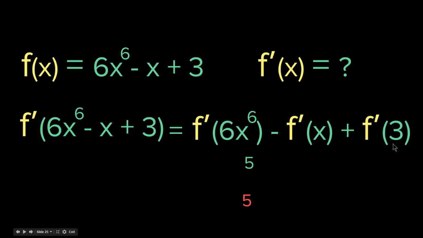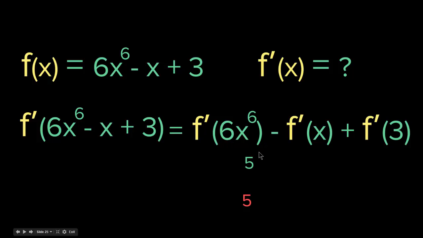You know that f prime of 3 is 0 because this is a constant. You know that f prime of x is 1 because this is only x. It's just one variable without a constant. Actually, it has a constant, but it's 1, and without any powers. The power of it is 1. And this is the only new thing that we have in this equation. It's 6x to the 6.